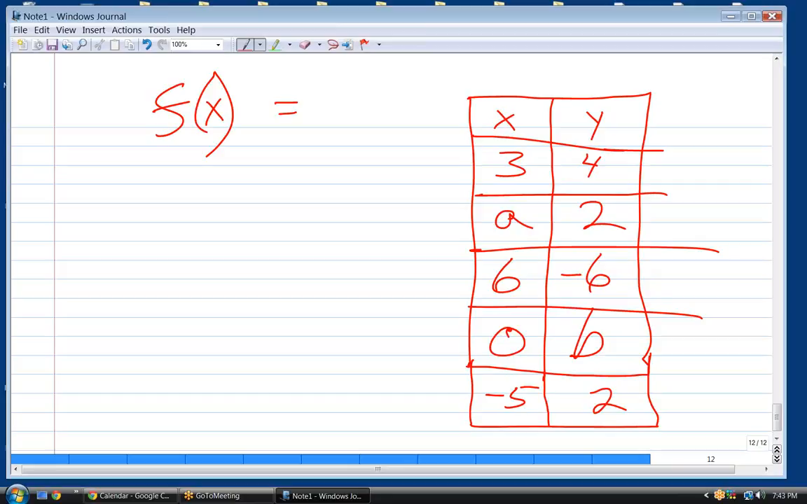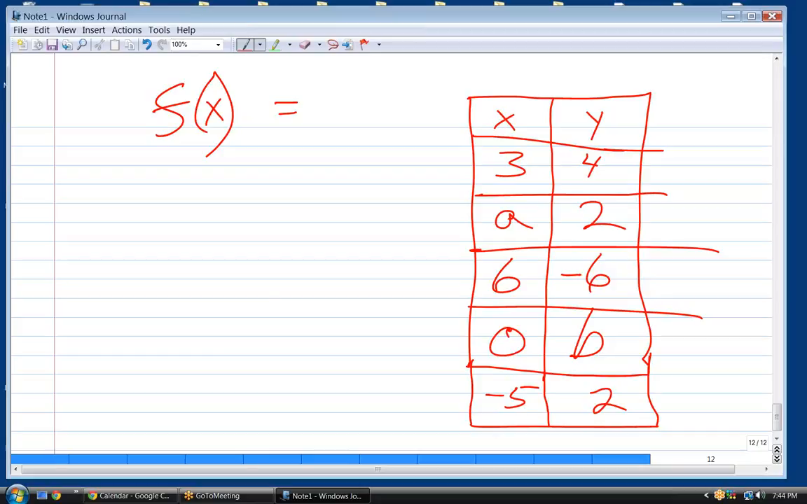Well, for every input, there can only be one output. So if a was 3, I'd have a problem right off the get-go, right? Because that means that when x is 3, y is 4 and 2 at the same time. That violates the function rule. It would violate the vertical line rule. So a being 3 would make it not a function all by itself, regardless of b.